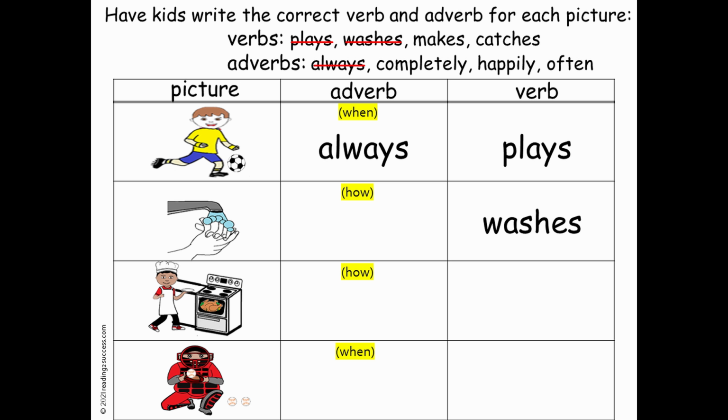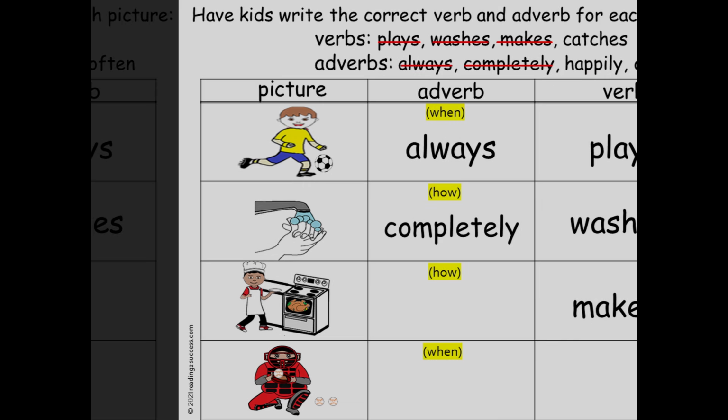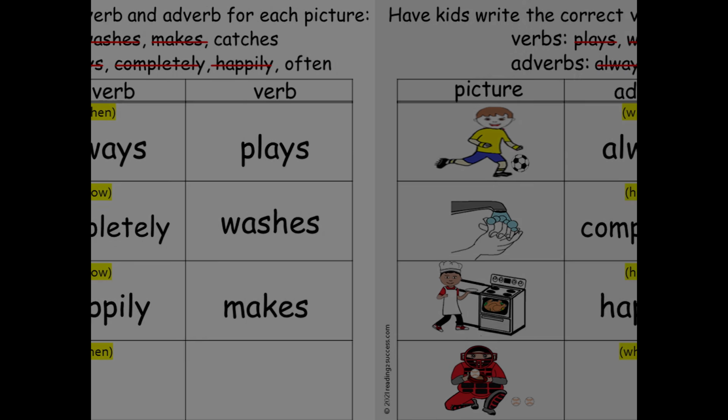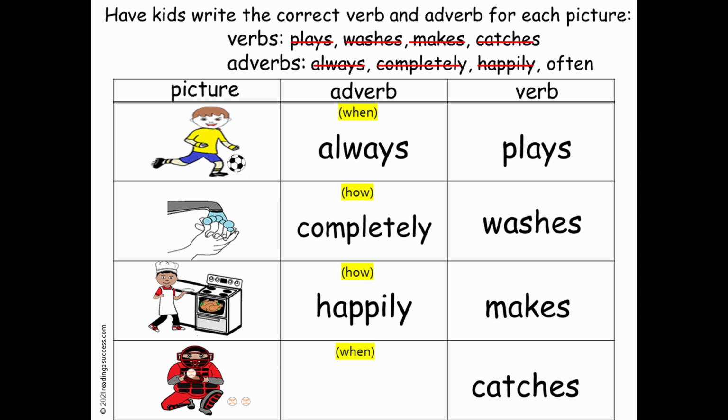The verb is washes, and the question is how. The answer is the adverb completely. Completely washes. The verb for this picture is makes, and the question is how. And the answer is adverb happily. Happily makes. The verb for this picture is catches, and the question is when. And the answer is the adverb often. Often catches.